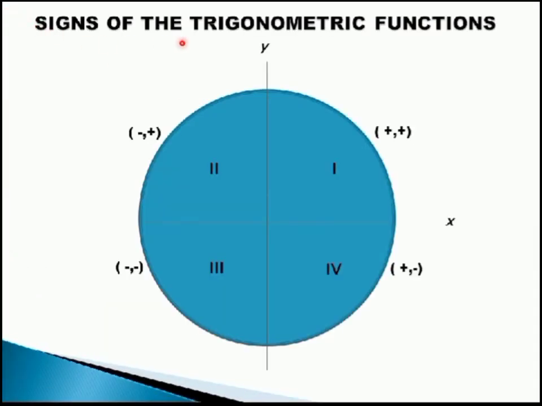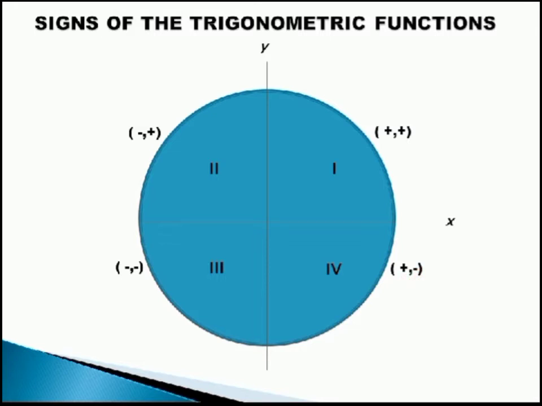Signs of the trigonometric functions. The signs of x and y will change if the terminal side of the angle rotates from the positive x-axis in a counterclockwise direction. Observe that if the angle is in the first quadrant, the x and y are positive. In the second quadrant, x is negative and y is positive. In the third quadrant, x and y are both negative. And in the fourth quadrant, x is positive and y is negative.